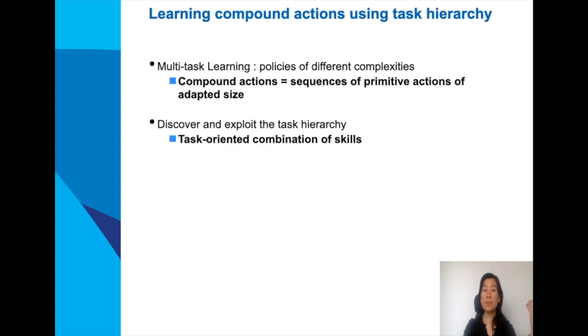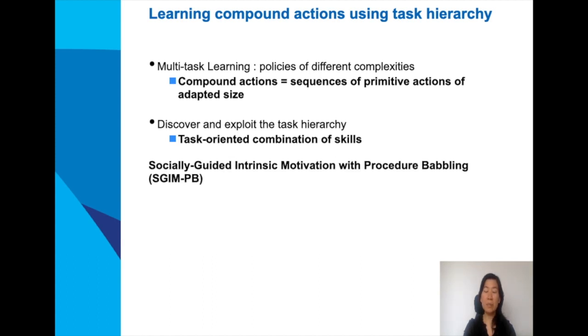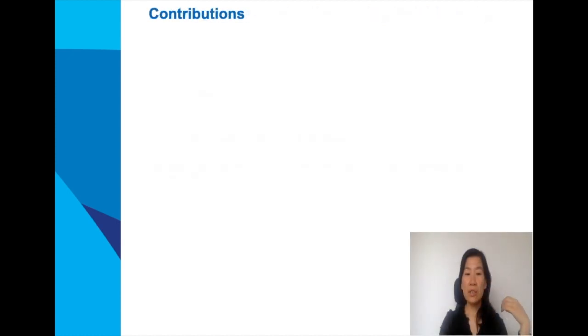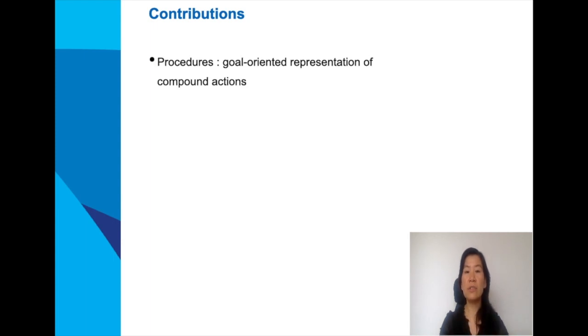So we propose a task-oriented representation of this combination of skills and propose an algorithm to learn them, the SGIM-PB algorithm, socially guided intrinsic motivation with procedure batteling. Our contribution is first to propose a representation that we call procedures. It's a goal-oriented representation of compound actions.